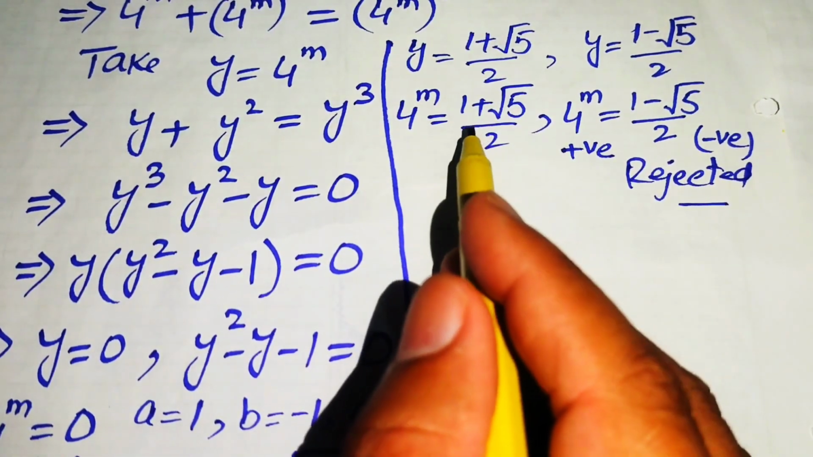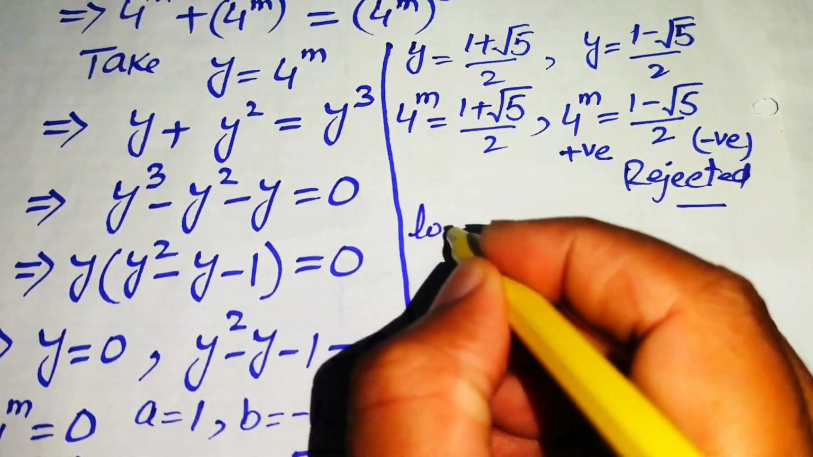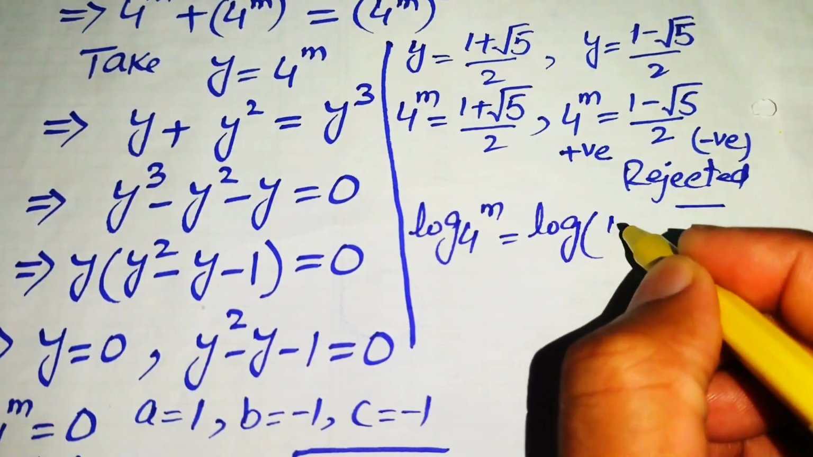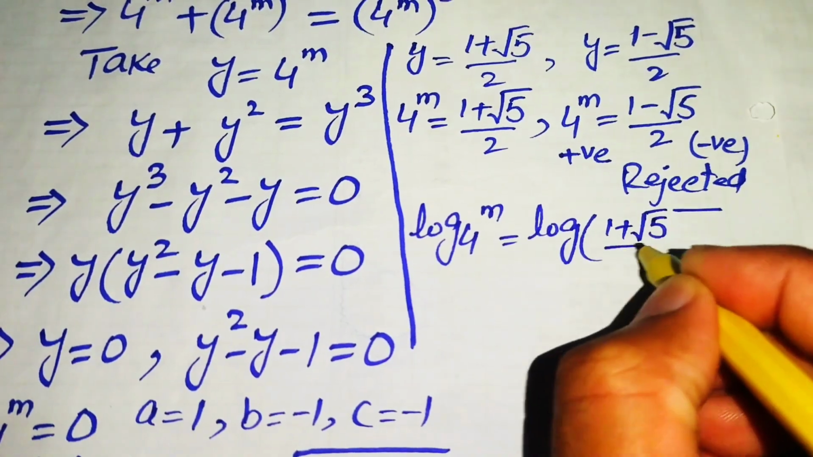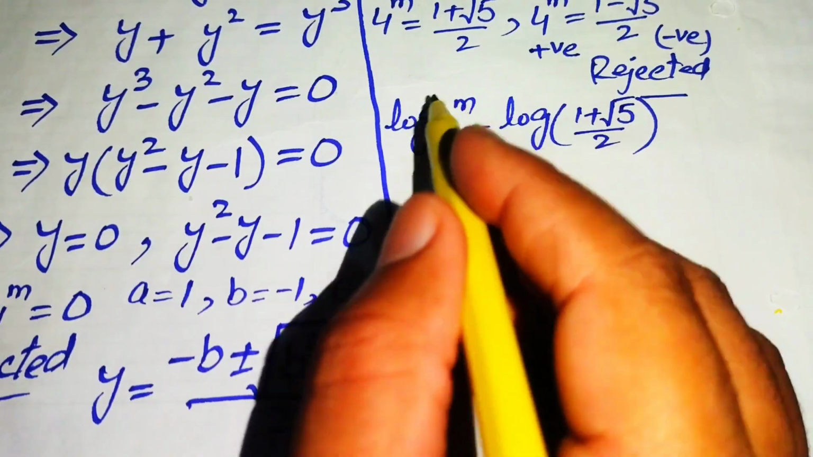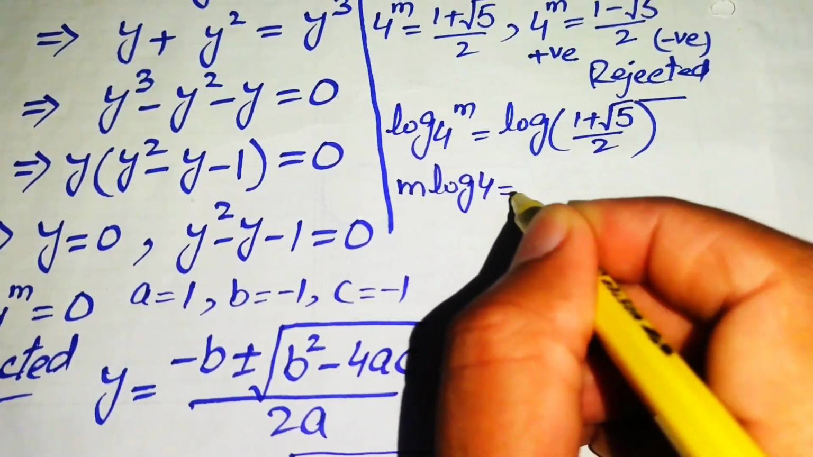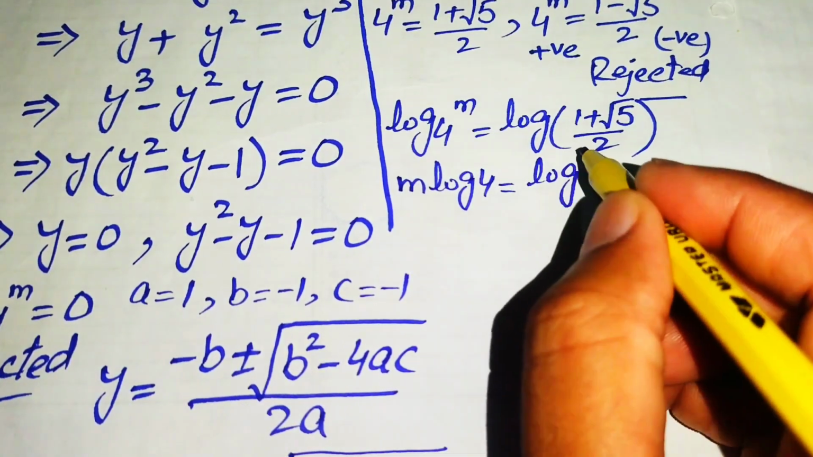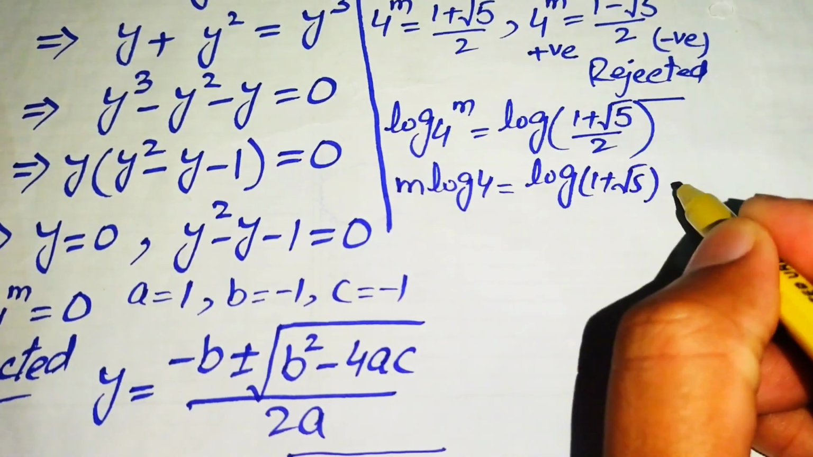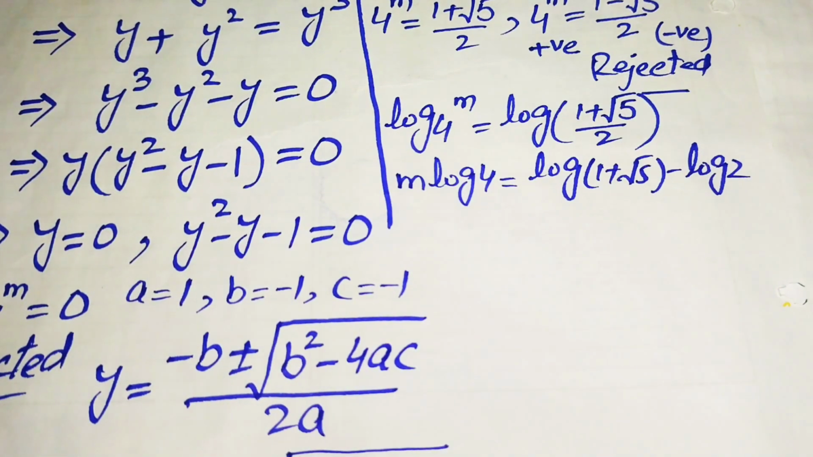And in order to solve this case we need to take the log on both of the sides of this equation. So we write it as log of 4 to the power of m equals log of 1 plus square root of 5 divided by 2. So here we use the property of log and we move this m to the front of this log, and we write it as m times log 4 equals log of, here we separate the log of these two terms and we write it as log of 1 plus square root of 5 minus log 2. So here we use the property of log on both of the sides.